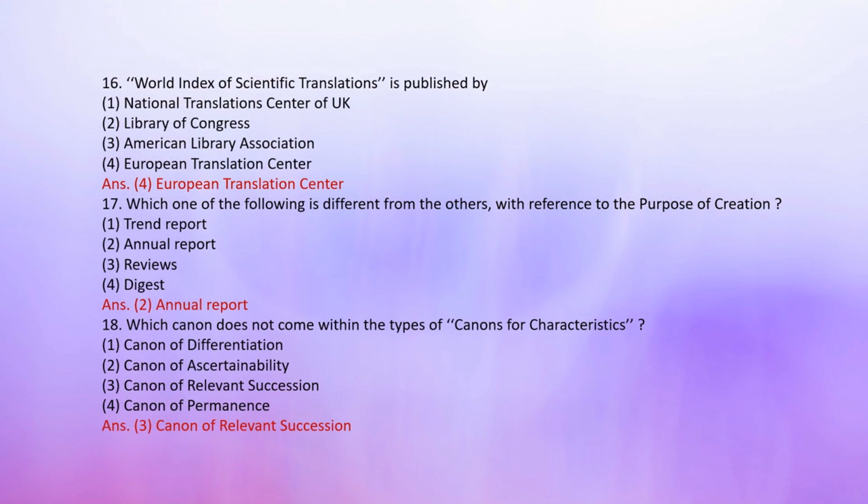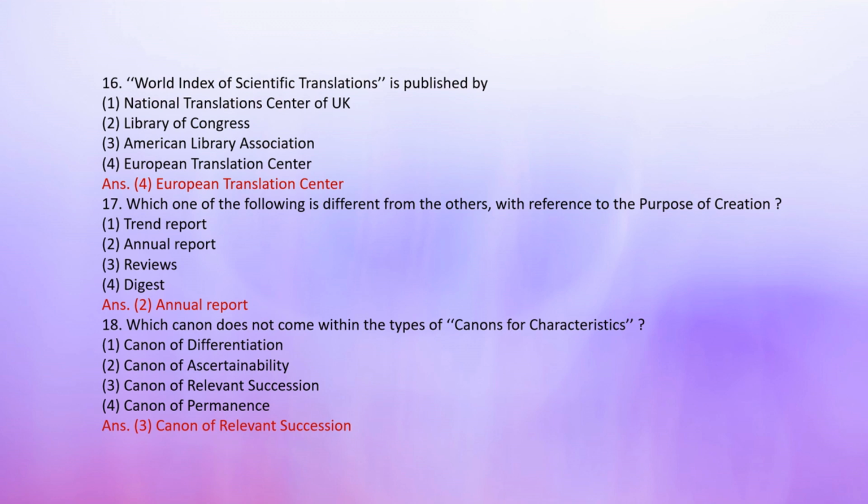Number 16. World Index to Scientific Translations is published by Number 1. National Translation Centers of UK. Number 2. Library of Congress, 3. American Library Associations, and number 4. European Translation Centers. And correct answer is 4. European Translation Centers.